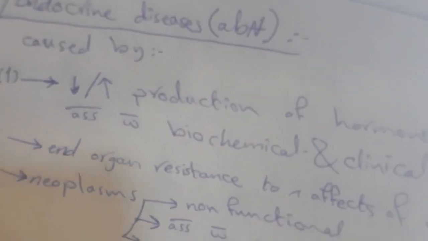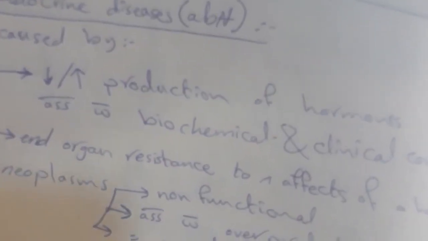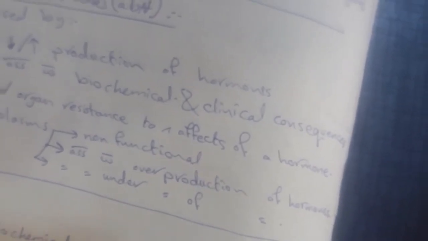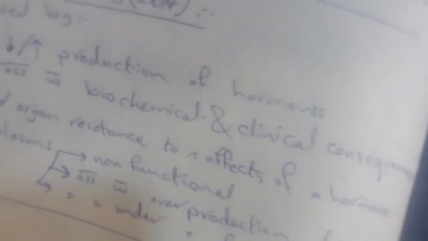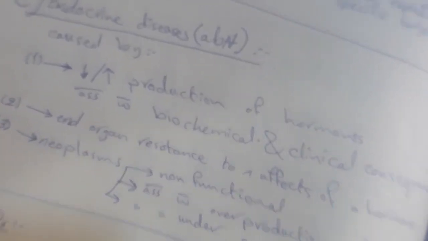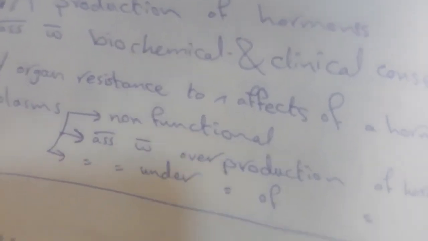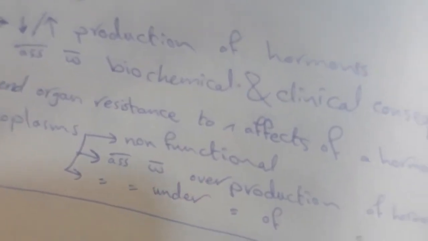Now, endocrine diseases, or abnormality of the endocrine system. Any endocrine disease is caused by overproduction or underproduction of hormones, associated with chemical and clinical consequences. This means the amount of hormone production is either overproduction or underproduction. This is the first cause. The second cause is end organ resistance to the effect of a hormone, like insulin resistance.